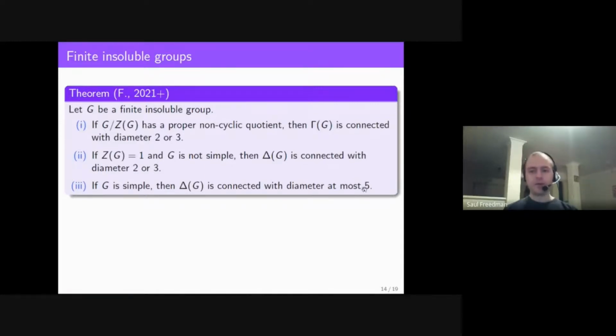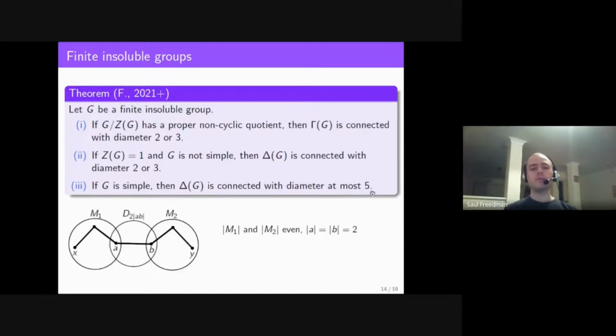Now I'll note that I don't know if there is an example of a simple group G where delta of G has diameter 5. There are examples where the diameter is 2, 3, and 4, but I don't know if 5 can occur. But where does this value of 5 come from? So let's assume that we have two maximal subgroups M1 and M2 of the simple group G, and we'll assume that M1 and M2 have even order. We'll let X be a non-central element of M1, Y a non-central element of M2.